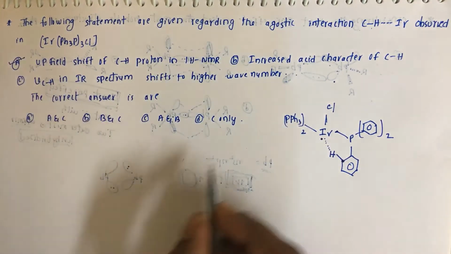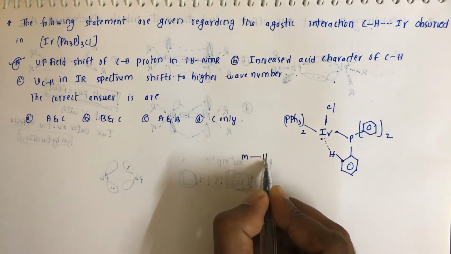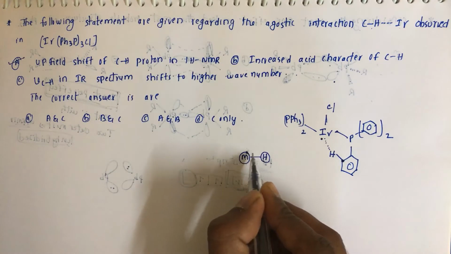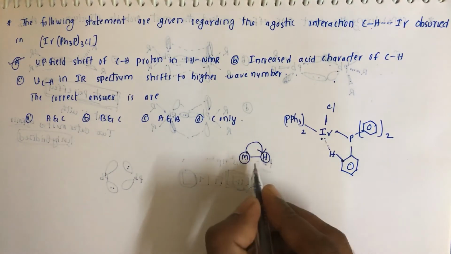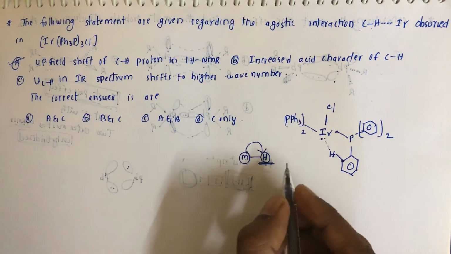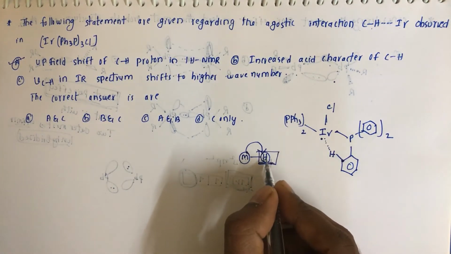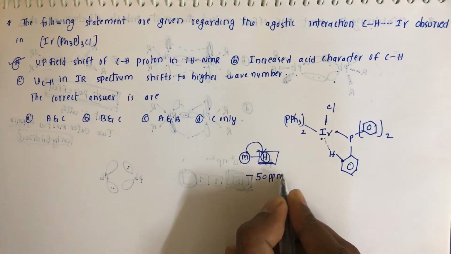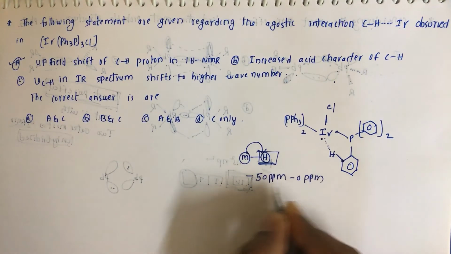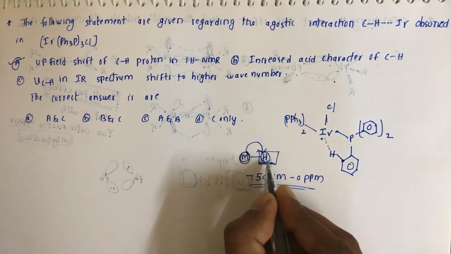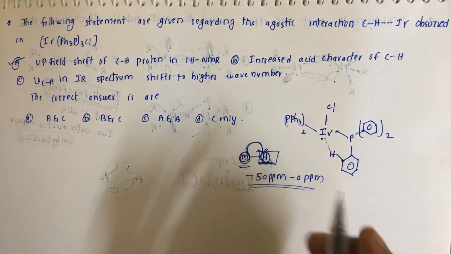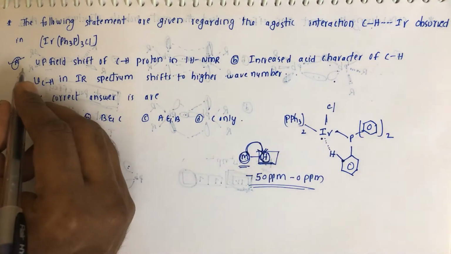This is correct. Why? Because when we have metal and hydrogen, the metal is electropositive, and hydrogen is more electronegative than metal. So because of that reason, hydrogen takes electron density from the metal, and the hydrogen peak goes to the upfield shift. If you see the NMR spectrum of hydrogen which is attached to the metal, it comes in between minus 50 ppm to 0 ppm. Since metal is electropositive and hydrogen is more electronegative, the electron density will be given by the metal and taken by the hydrogen. So option A is correct.